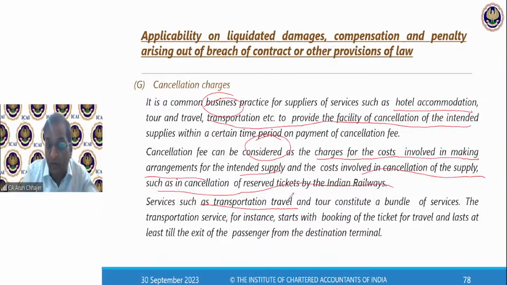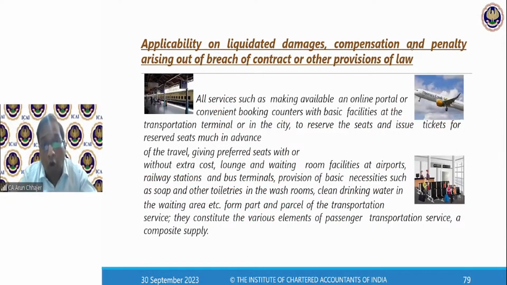The transportation services, for instance, start with booking of the ticket and last at least till the exit of the passenger from the destination. So all services such as making available an online portal or convenient booking counter with basic facilities at the transportation terminal in the city to reserve the seat, issue the ticket, etc.